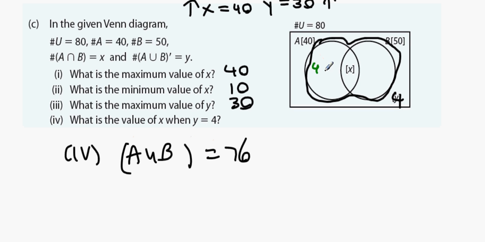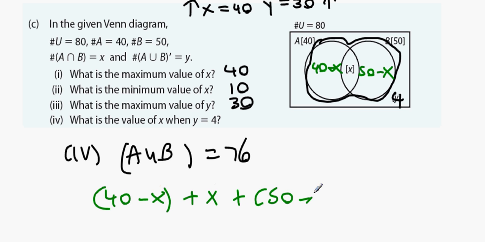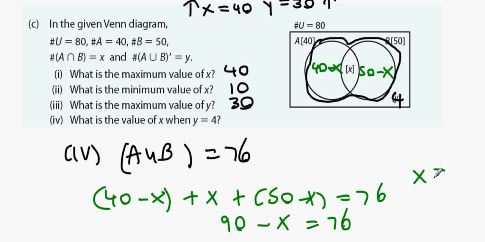Once again, put in X. So it's going to be 40 minus X. This one here is going to be 50 minus X. So we get 40 minus X plus X plus 50 minus X equals 76. 90 minus X, 40 plus 50 is 90, equals 76. X therefore is equal to 14. Okay, so 14. And as checked, we know that all these are correct.